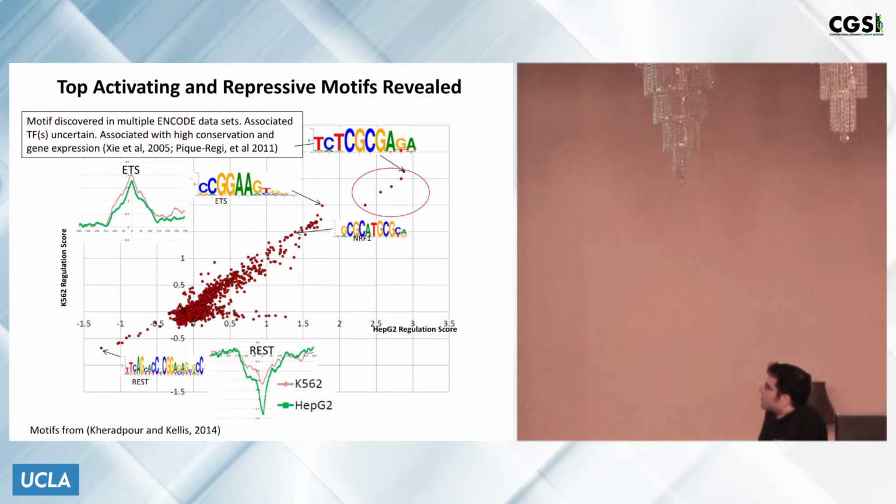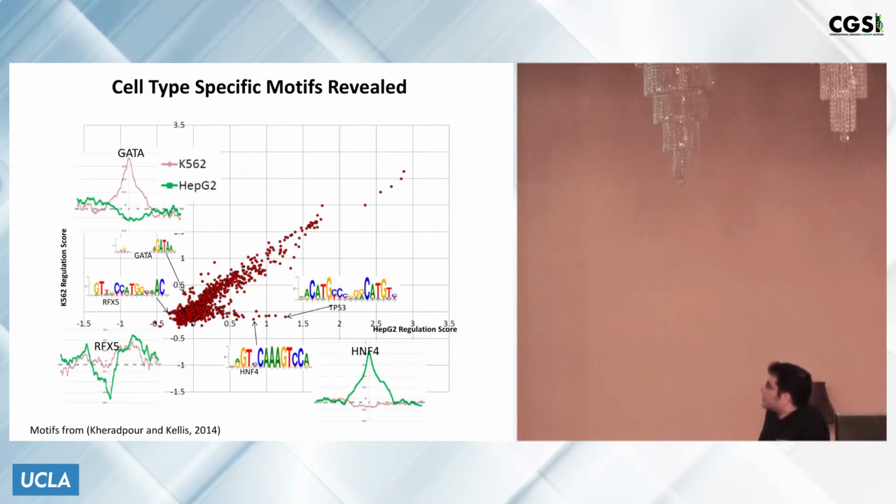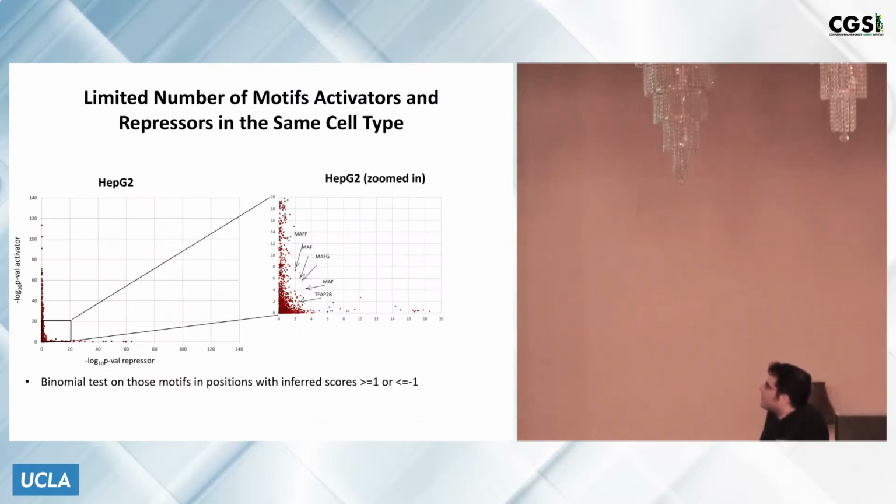But there's still some debate in the literature about what transcription factor actually binds this motif. And it was discovered in 5 different ENCODE ChIP-seq experiments de novo for different transcription factors. And then if we look off diagonal, that's where we can see some cell type specific activators and even repressors. So for example, HNF motif is activated specifically in this liver-related cell type, while GATA has activity specifically in K562. And one interesting thing here was this RFX family had repressive activity specifically in HepG2 cells.